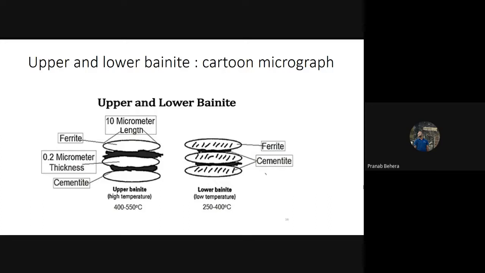So what is the definition of bainite? What is the definition of bainite? Bainite is a phase or it is a mixture of phase? Mixture of phase. Yes, bainite is a mixture of phase. It is ferrite and cementite, right? It is visible clearly.